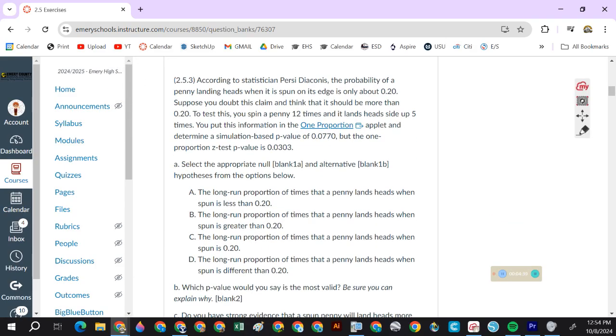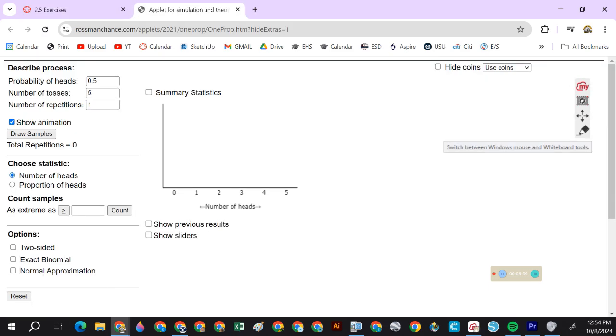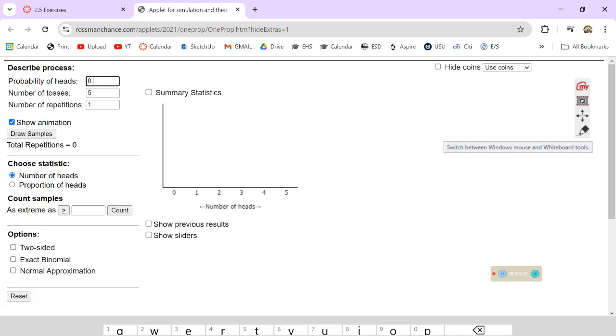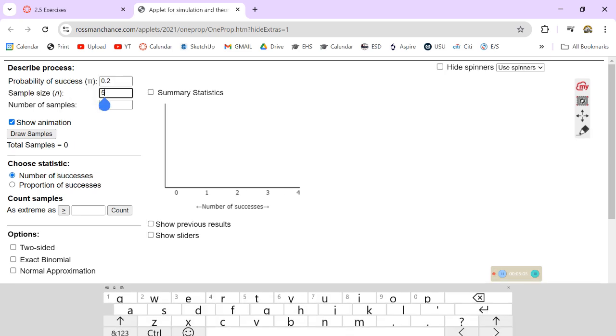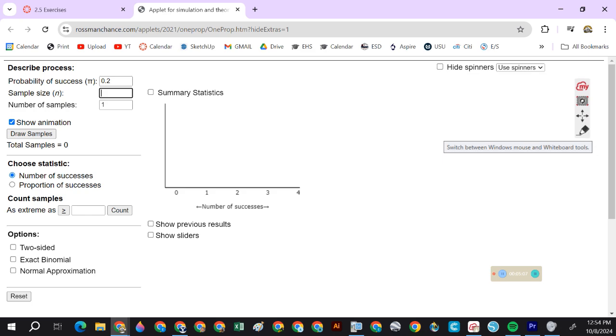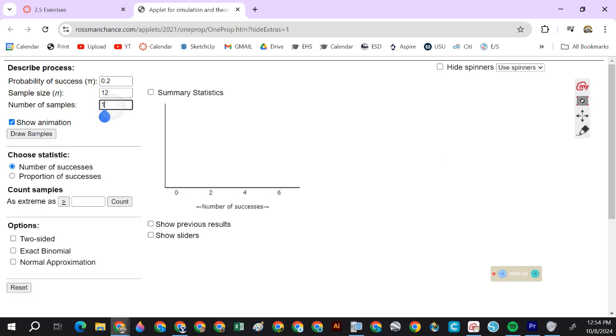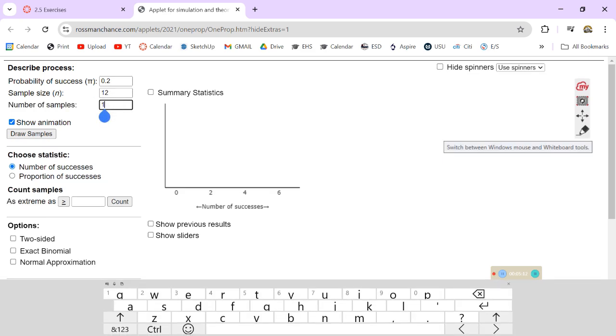According to statistician Percy Diaconis, oh nice, the probability of a penny landing on heads when it is spun on its edge is only about 20%. Suppose you doubt this claim, and you think it should be more than 20%. To test this, you spin a penny 12 times, and it lands heads 5 of those times. So we're going to run that in our one proportion app. So 0.2, how many tosses? 12. And let's do a whole bunch of samples.